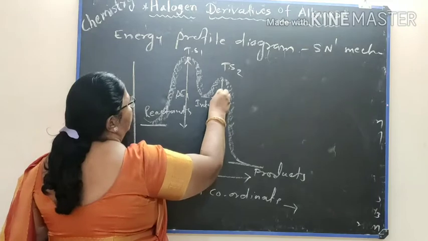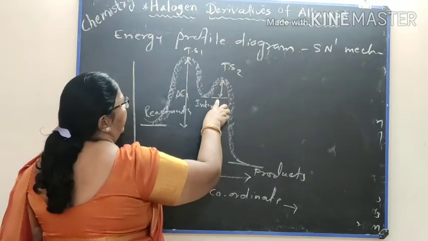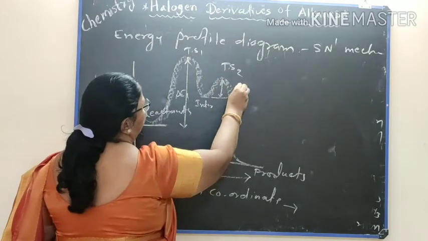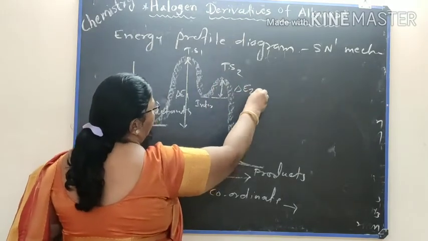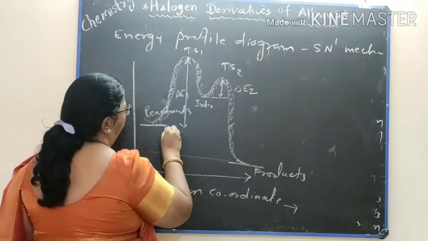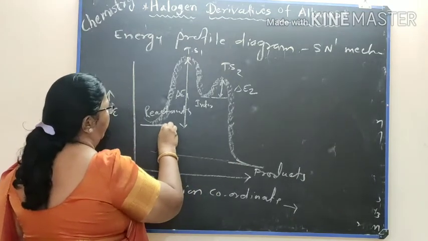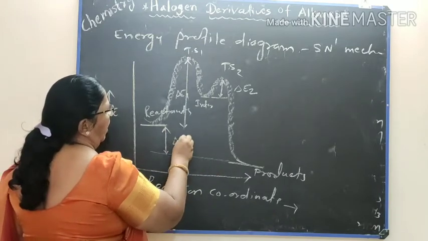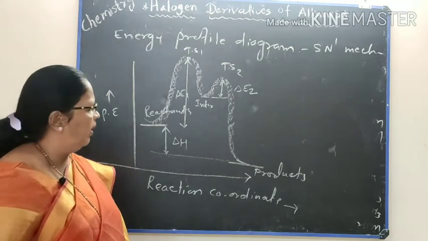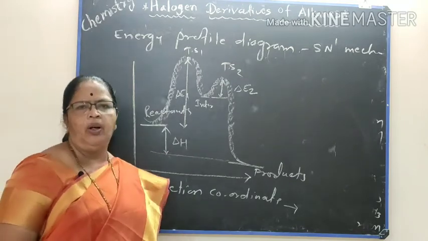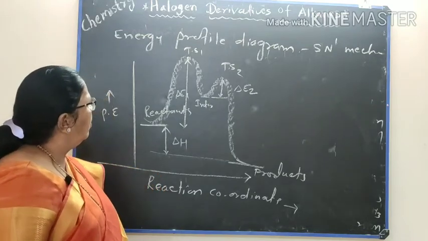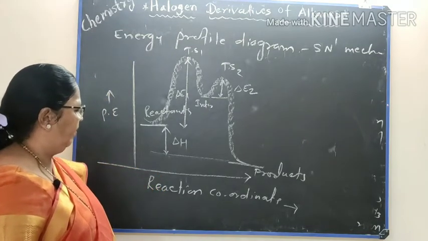The potential energy difference between the intermediate state and transition state 2 is called the energy of activation second. The potential energy difference between the reactant and the product is called the change in enthalpy or heat of reaction. This diagram is called the energy profile diagram.